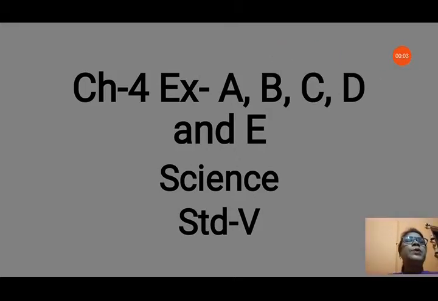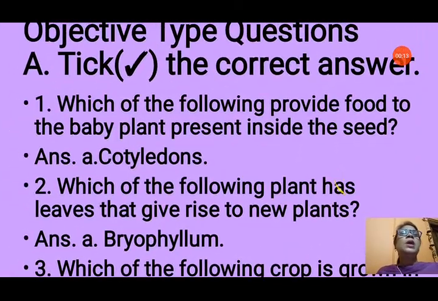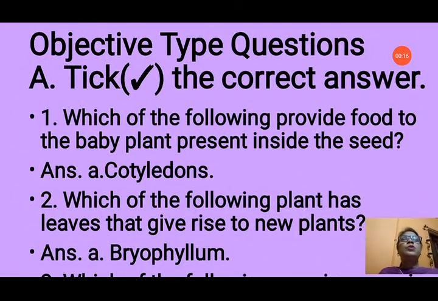Today in this class, we will discuss the exercises A, B, C, D and E of chapter 4 in Science Standard 5. So, let us discuss the objective type questions in this class. Let us see exercise A, tick the correct answer.